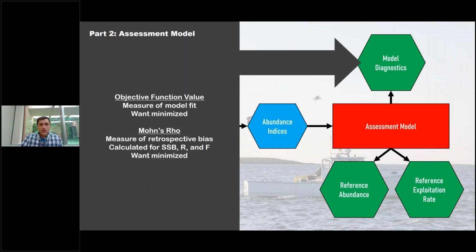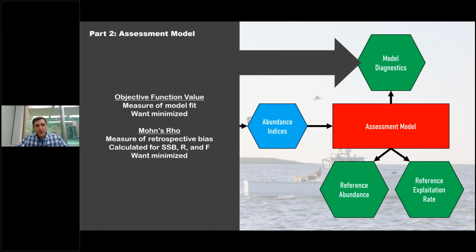Now, the assessment model generates two major forms of diagnostics that we used to compare model results, objective function value and Mohn's rho values. So the objective function value is the summed value of the differences between observed and calculated values throughout this process, such as observed and predicted fleet catch, or observed and predicted survey catch, or size compositions. And because it represents differences, the goal is to minimize this value. So the smaller the objective function value, the more representative the model results are of the real world.